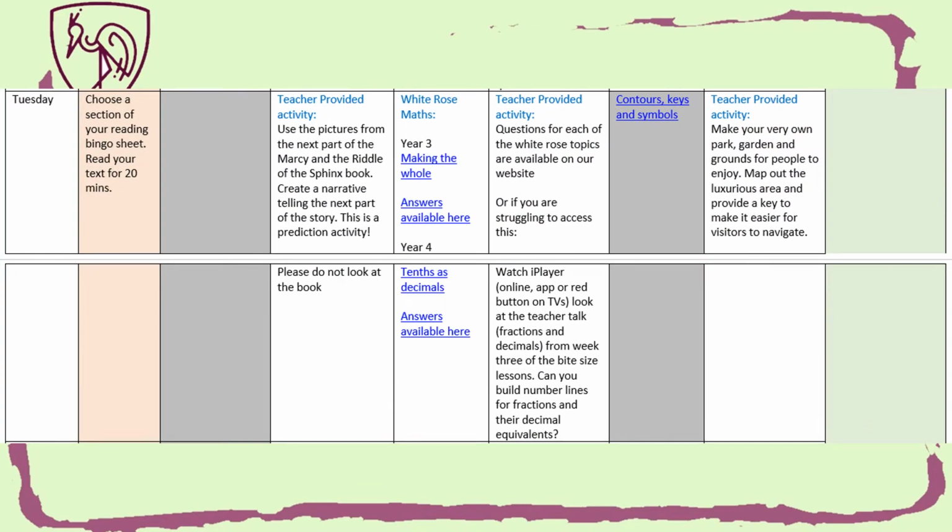Let's have a look at what we've got in plan for today. So we're going to start with reading as per usual, 20 minutes of reading before we're moving on to our writing. And I'm going to ask you to put your creativity to the test today. We looked at those dice yesterday to see if we could make a story, a narrative. Today I'm going to give you some pictures from the next part of Marty and the Riddle of the Sphinx, and I need you to predict what's going to happen next. So I'll have a look at that in a second.